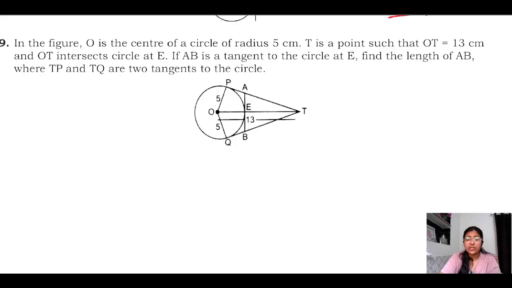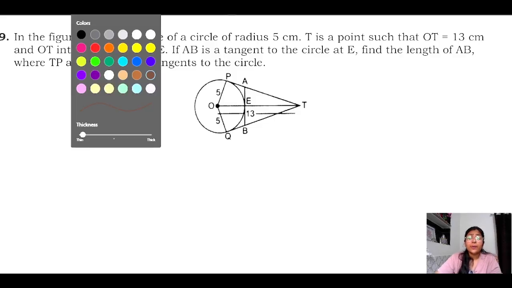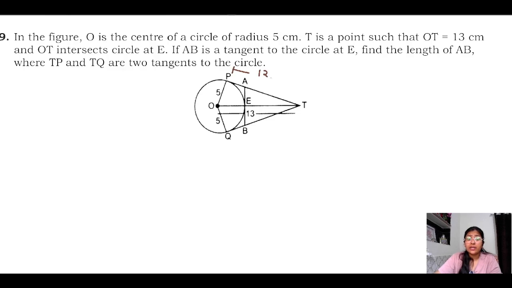The last question of this test. In the given figure, O is the center of the circle, and T is a point such that OT is 13. Okay, can you find the length of the side PT? Yes, it will be equal to 12 centimeters by Pythagoras theorem. Very good. If this is x, this is also x. Yes or no? Yes. If this is y, this is also y. Very good. If this is x, this will be 12 minus x. Yes, so this is also 12 minus y.